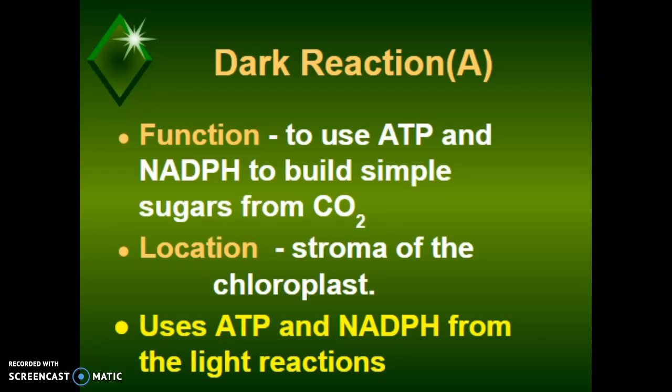So, in the dark reaction, we're going to use ATP and NADPH. Interesting. We're using the outputs of the light reaction. So the outputs of one reaction become the inputs of the next reaction. That sounds like a chain reaction that's going to make something really big and really meaningful. Notice this happens again in the stroma. It's going to use the ATP and the NADPH from the light reactions to do something.